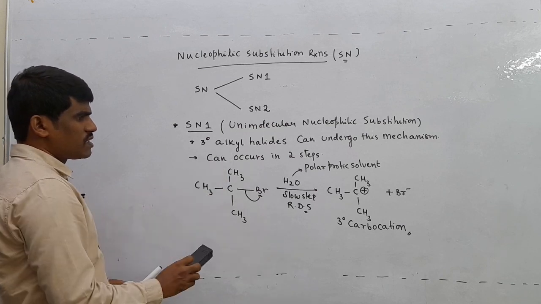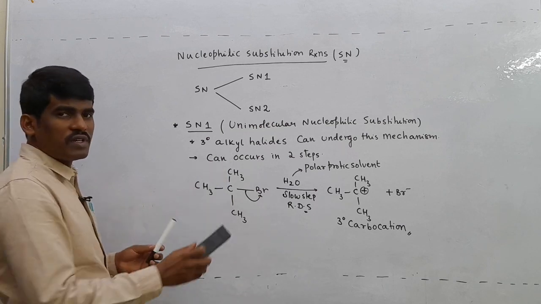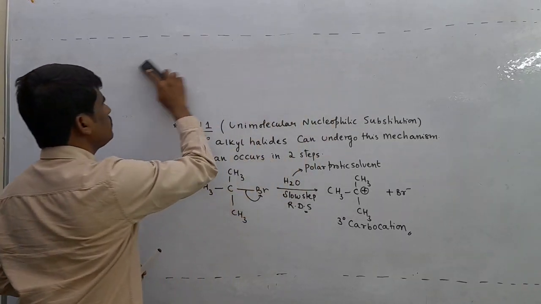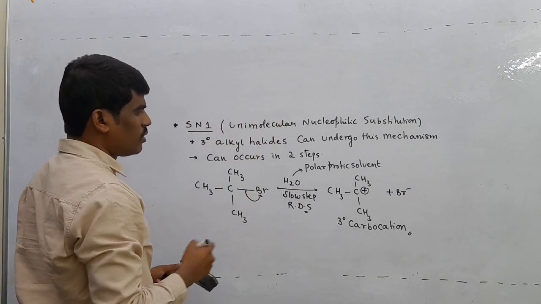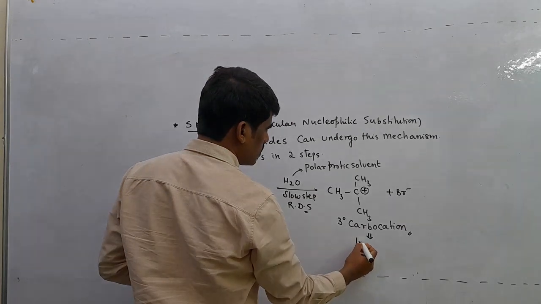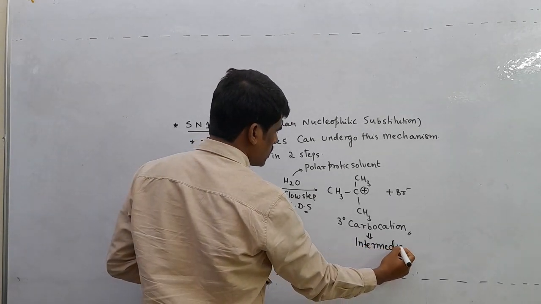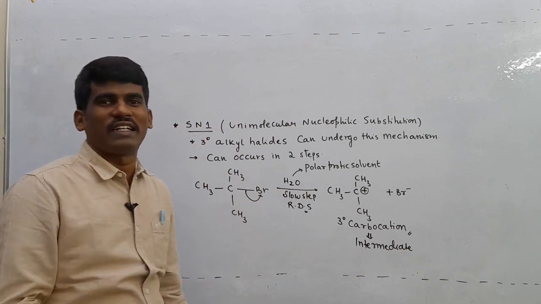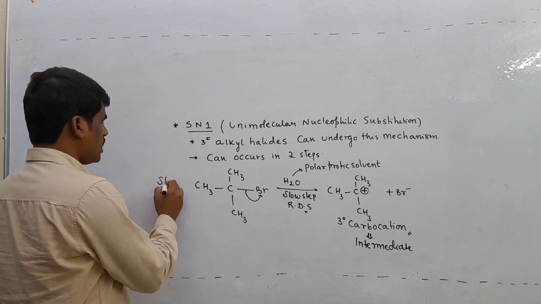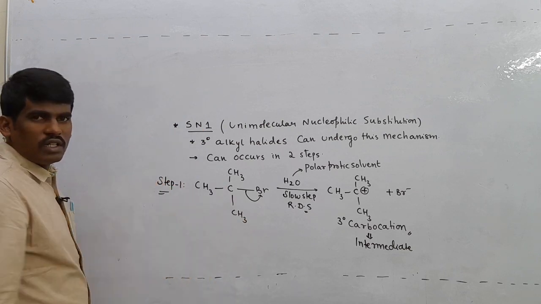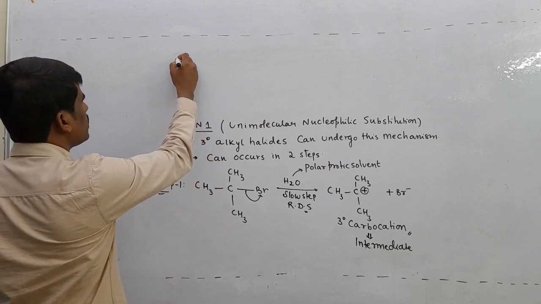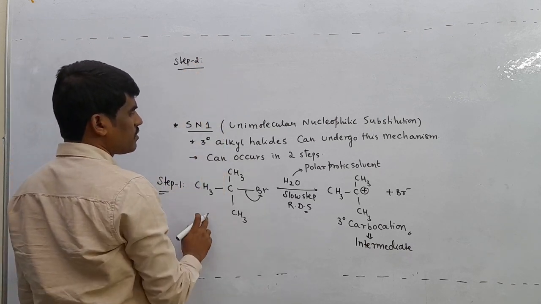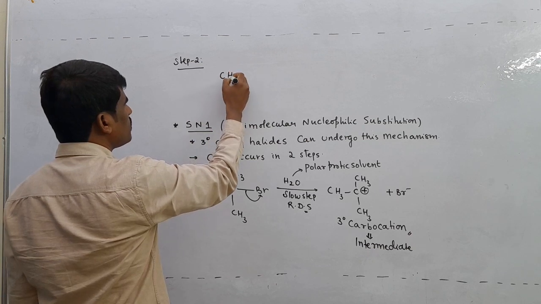Now, it occurs in two steps. The first step is the slow step. Let us move on to the second step. Once the carbocation is formed, this carbocation is an intermediate. Once this intermediate is formed, children, immediately a nucleophile can attack. That is step 2. So step 1 is formation of carbocation, and step 2 is attack of nucleophile.